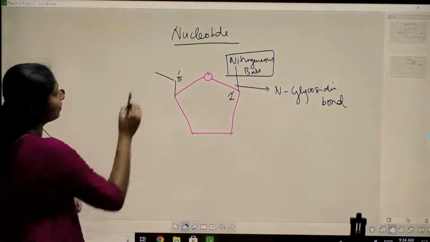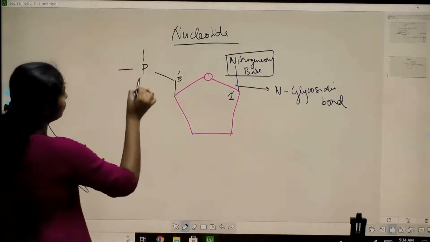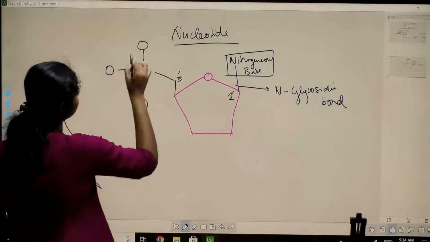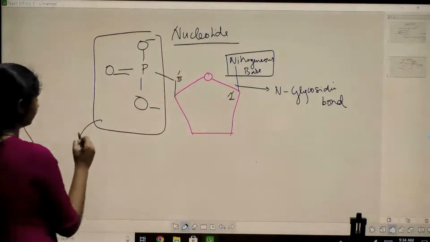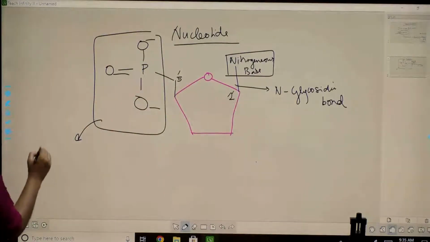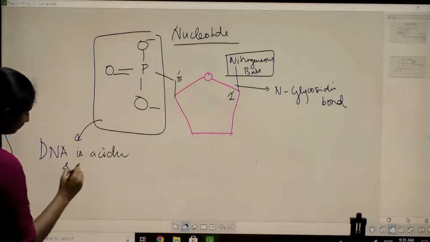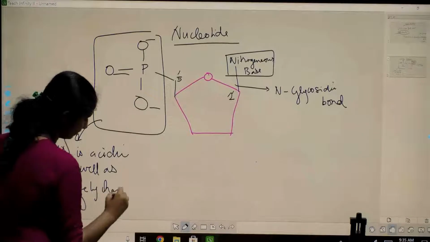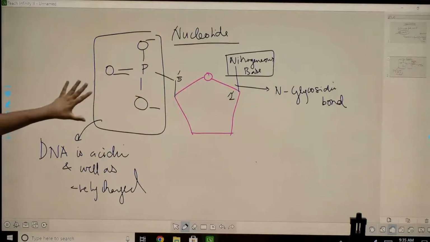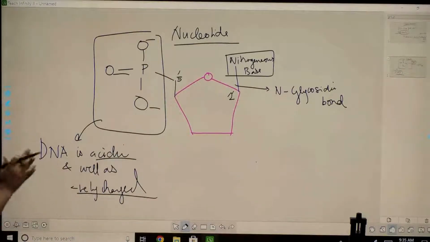And to the fifth carbon, a phosphate group is attached. In the phosphate group, there is a phosphorus atom to which 4 oxygen atoms are connected. Now due to this phosphate group, DNA is acidic as well as negatively charged. So it is due to the presence of a phosphate group that DNA is both acidic as well as negatively charged. So the phosphate group is responsible for the acidic property as well as the charge of DNA.